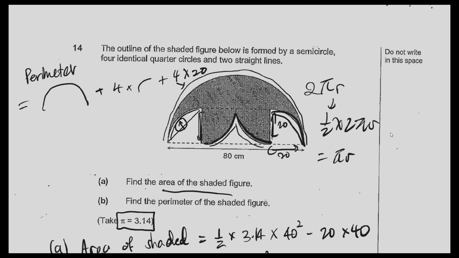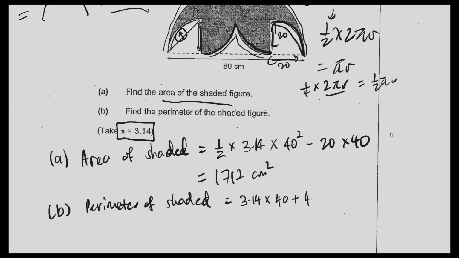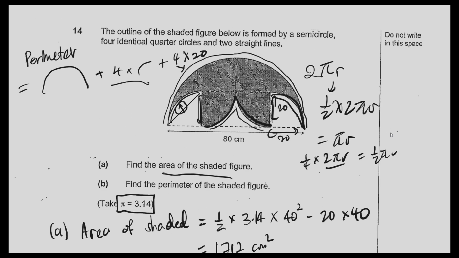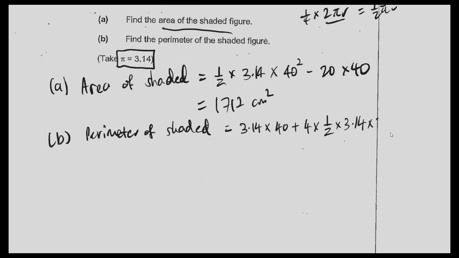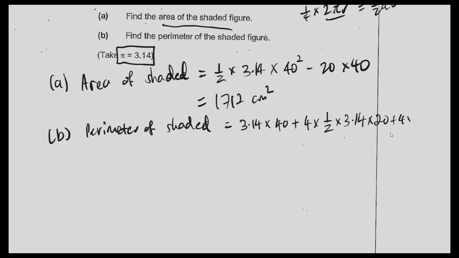Plus these 4 small quarter circles. The formula for the perimeter of a quarter circle is 1/4 times 2 pi r, and you'll get half pi r, times 4, so 4 times half times pi times r. What's r? R is just 20 cm from here. We can just write it down. Plus 4 times 20, that's the last part of our formula.